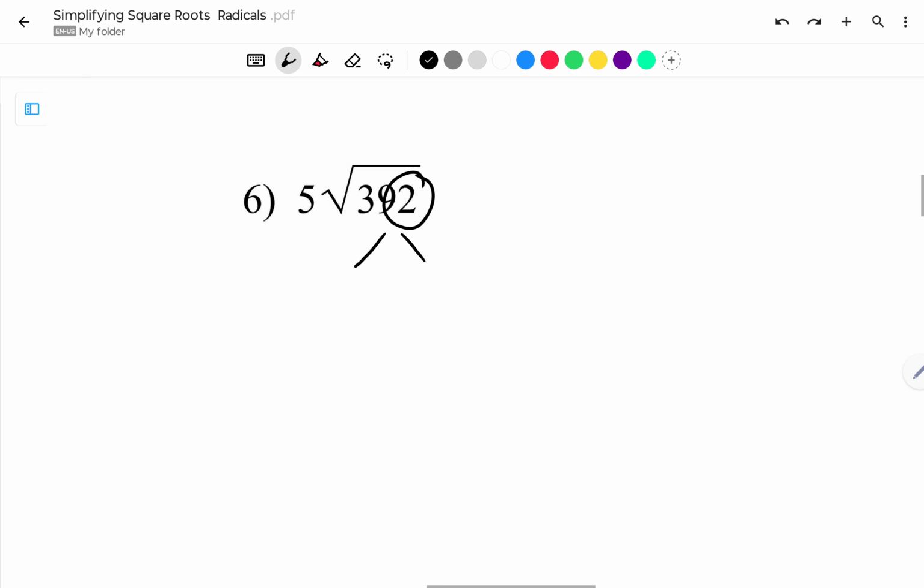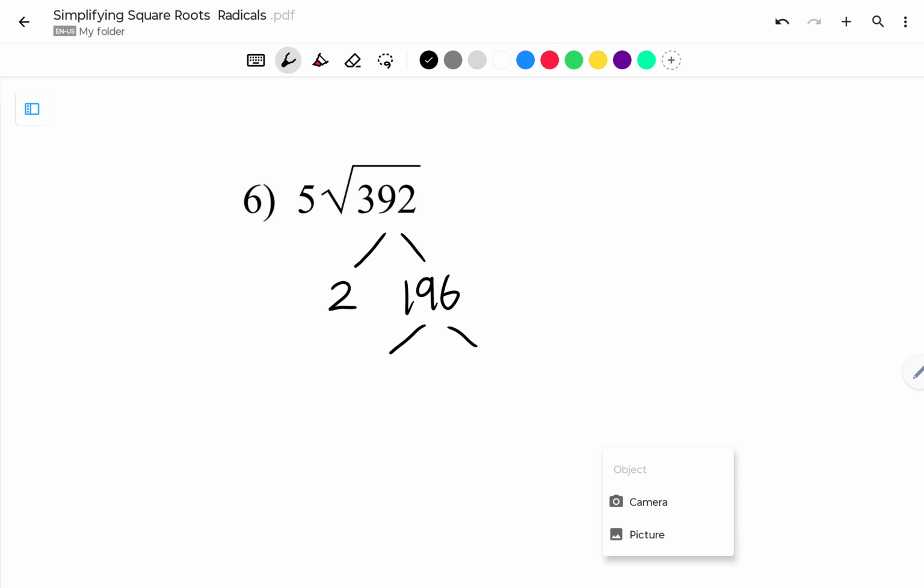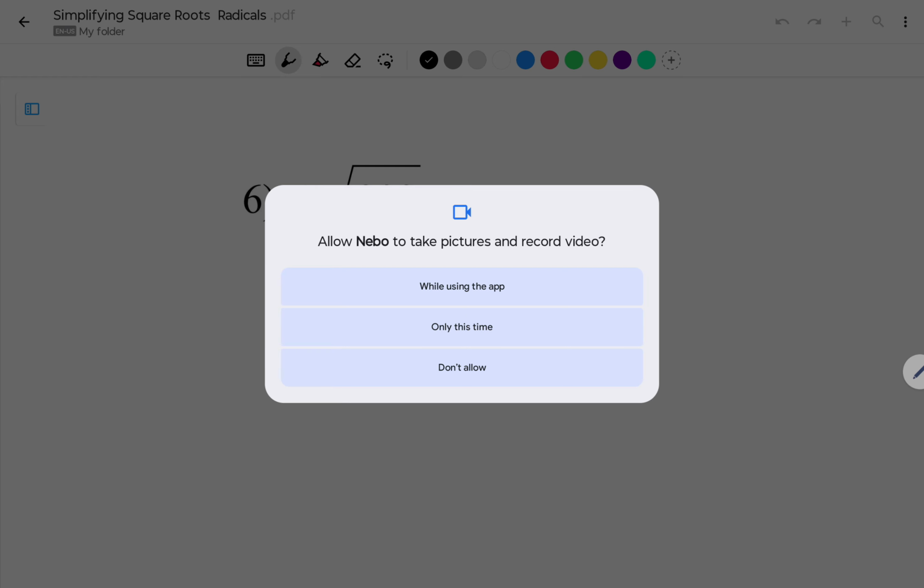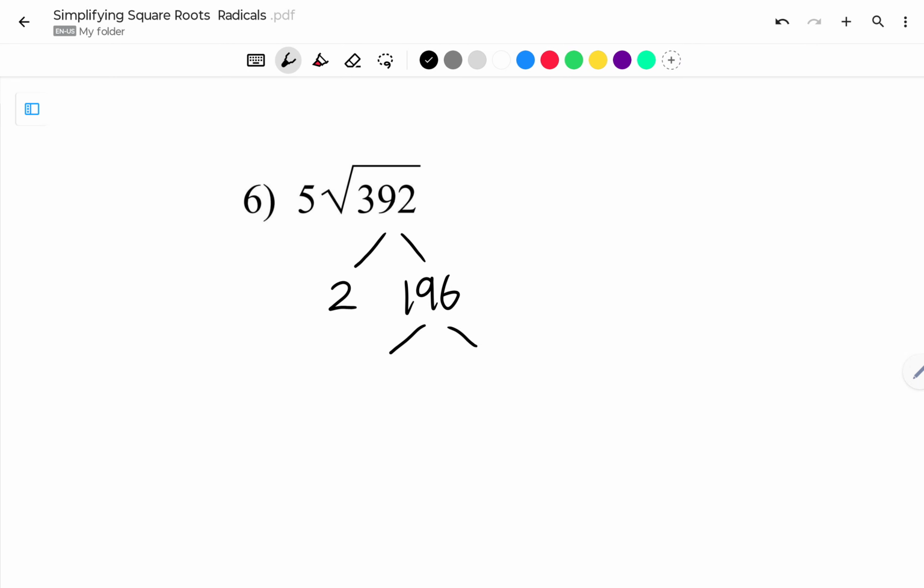2 tells me it's an even number, so if I split that up, what's 392 divided by 2? 196. I can keep breaking that up. 196. I wonder if I can divide that by 6. No. Can I divide it by 3? No. Okay, whatever. Let's just do 2 again. So 2, that's going to be 98.